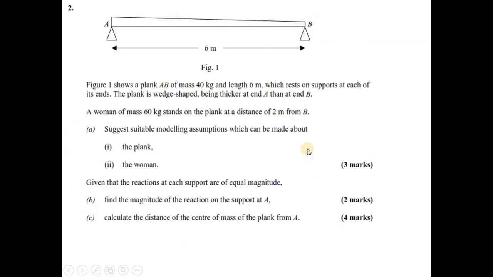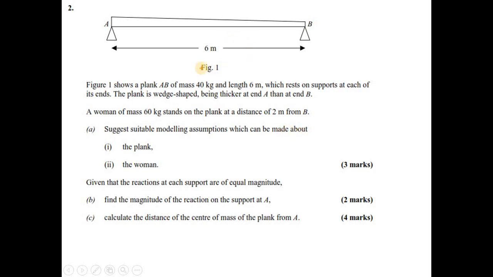Question number 2. Figure 1 shows a plank AB of mass 40 kg and length 6 meters, which rests on a support at each of its ends. The plank is wedge shaped, being thicker at the end A than at the end B. A woman of mass 60 kg stands on the plank at a distance of 2 meters from B. Suggest suitable modeling assumptions which can be made about the plank and the woman.